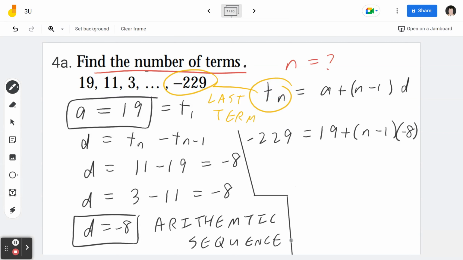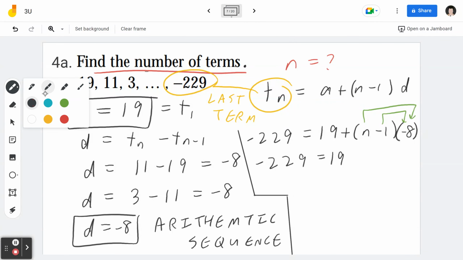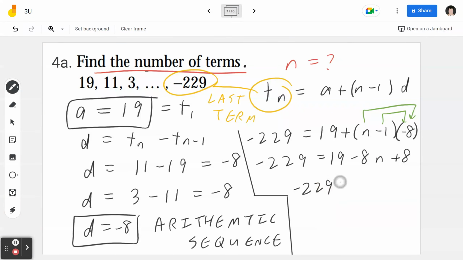Let me draw some lines here to divide these ideas. So now, again, -229 equals 19. I'm going to go back and draw the arrows one more time. n times -8 is -8n. -1 times -8 is 8. Let's collect like terms. 19 plus 8 is 27 minus 8n. Now, if you like, you can bring -8n to the left. That's positive 8n. You can bring -229 to the right, which is positive 229.